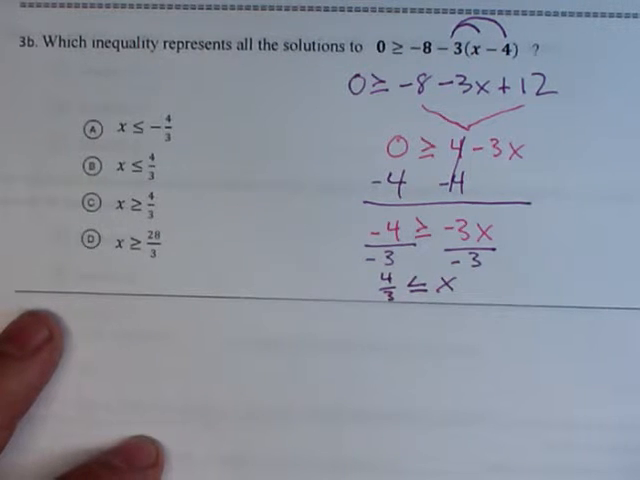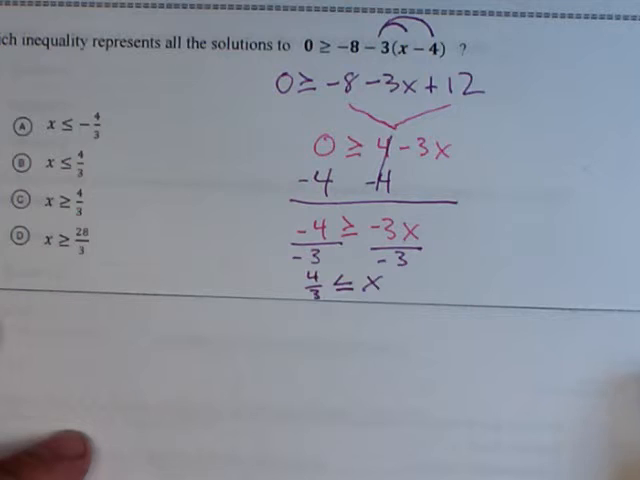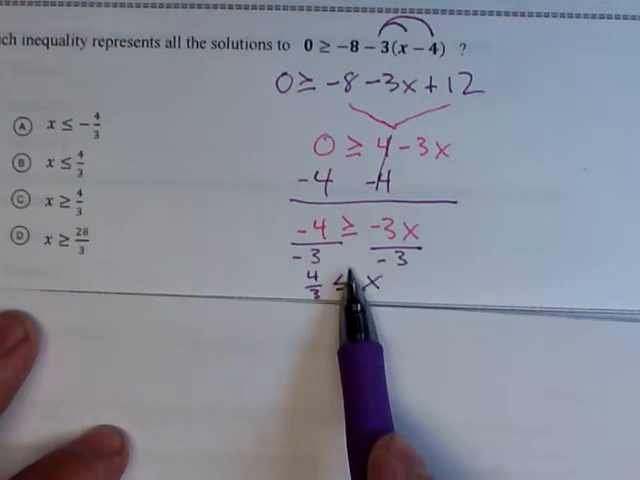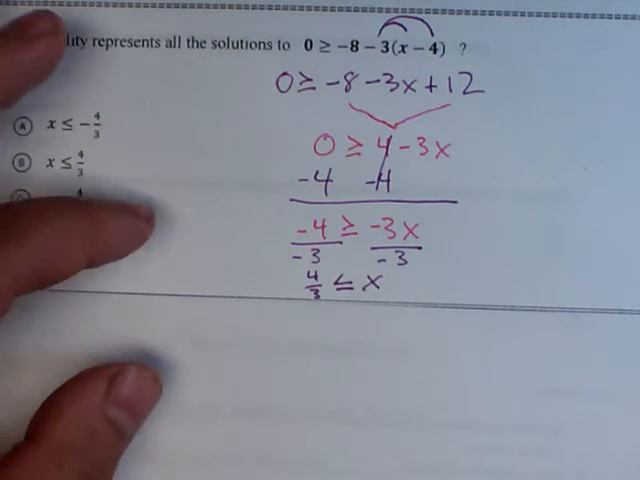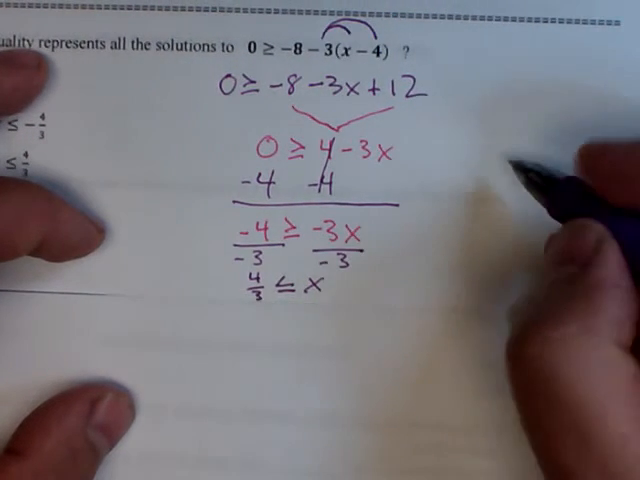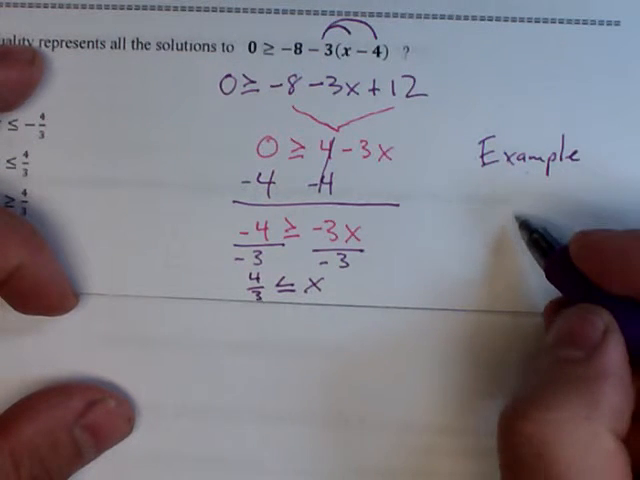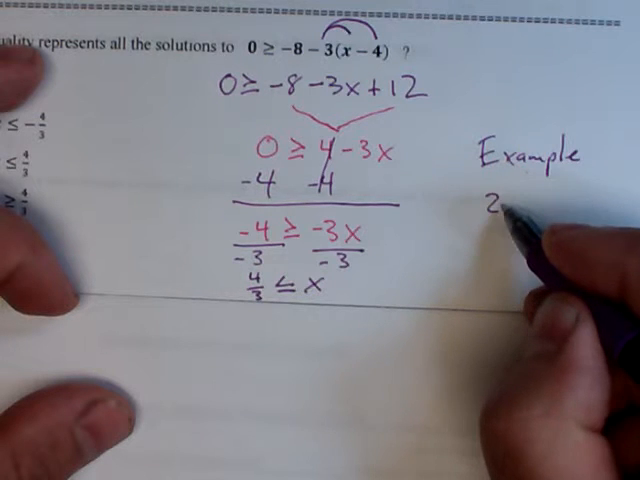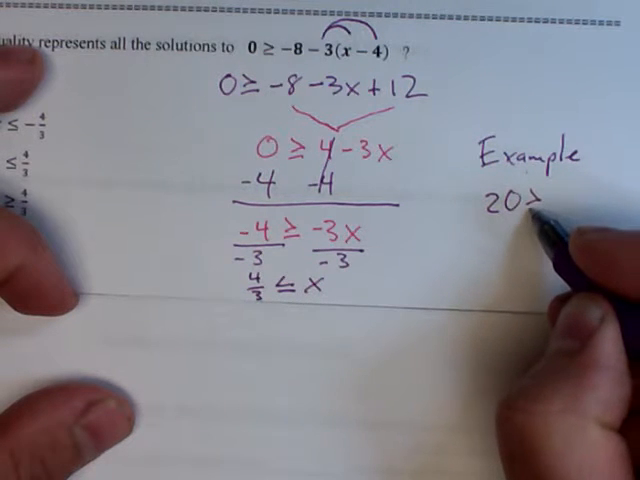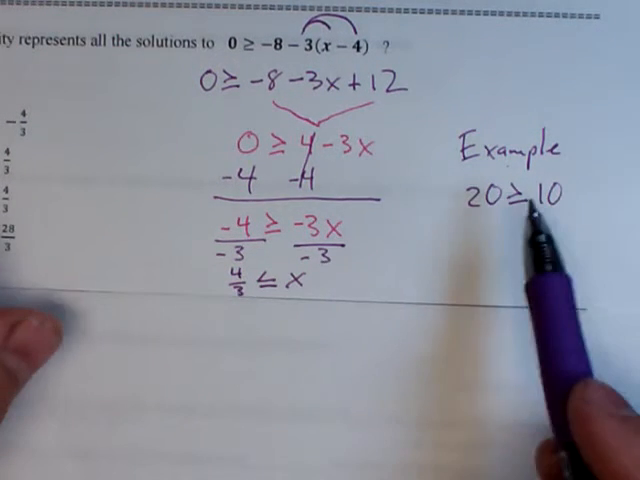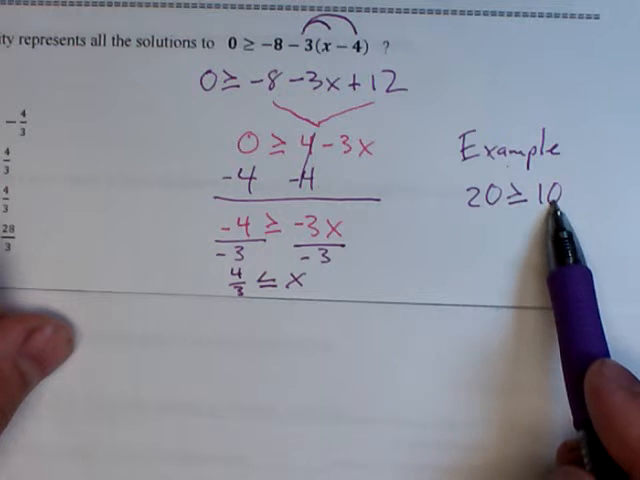So let me explain why I'm doing that. Anytime you have an inequality, a greater than or less than, or greater than or equal to, less than or equal to symbol, and you divide by a negative, it switches the direction of this symbol. And here's why. So, for example, let's say we have 20 is bigger than or equal to 10. So this is a true statement. 20 is greater than or equal to 10.